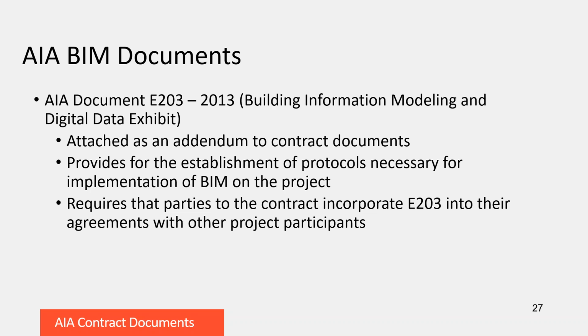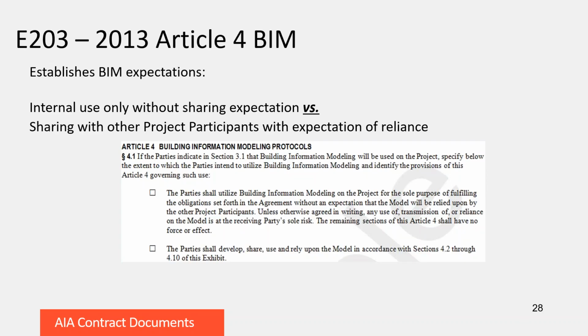So the E203, as I mentioned before, is attached to the contract documents, and it provides for the establishment of the protocols. In other words, it requires the parties to set forth the ground rules upon which modeling will be provided and will be used on the project. It doesn't actually contain the protocols. They're oftentimes in the G202 document, and actually in separate documents as well that Jim will talk a little bit about. But it at least places upon the parties a requirement that they actually start to implement protocols. And then, again, it requires the parties to incorporate that into their contract documents.